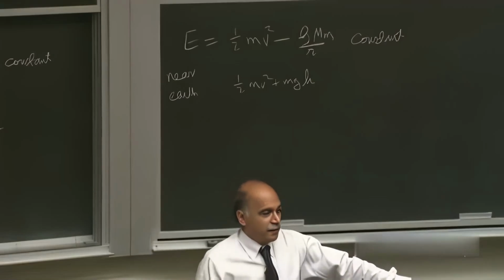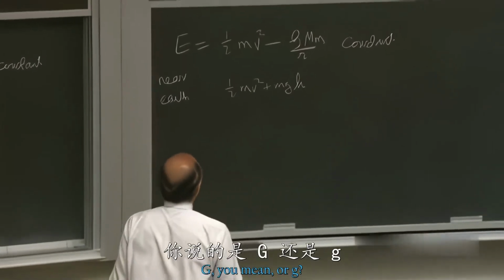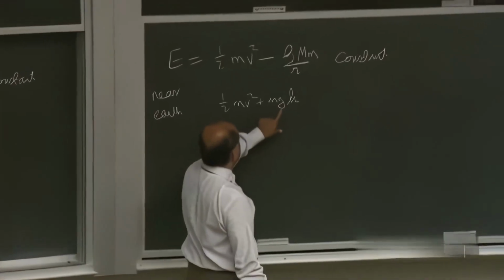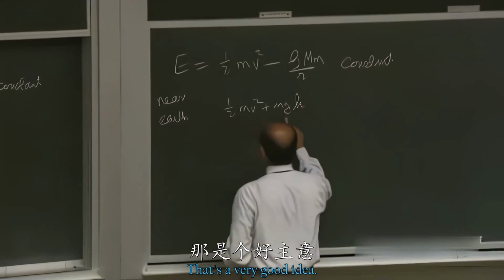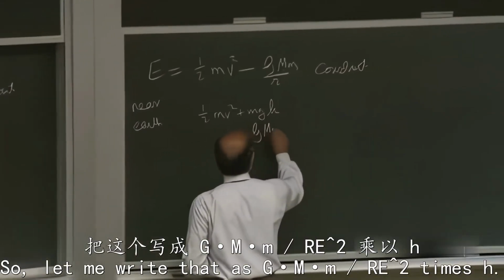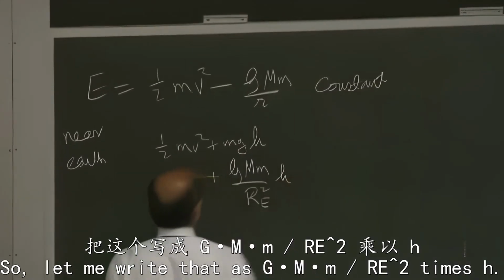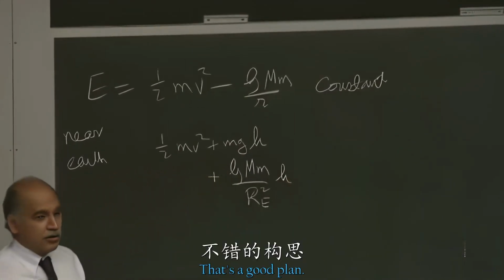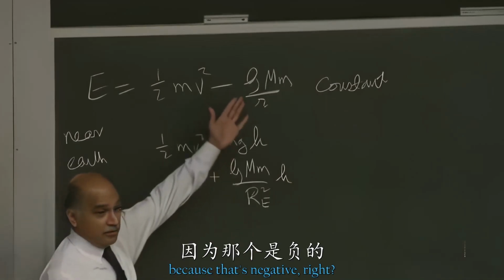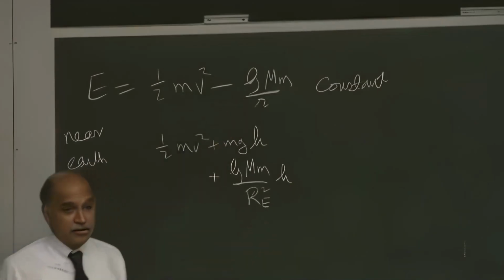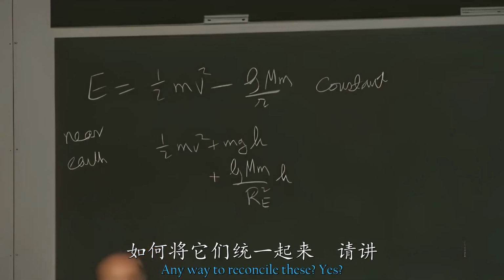You have any idea? Substitute little g by the formula we derived for it. That's not a bad idea. Suppose I do that. That's a very good idea. So let me write that as G M m over R_E squared times h. That's a good plan, but you notice this cannot possibly equal that, because that's negative and this is positive. Any way to reconcile these?